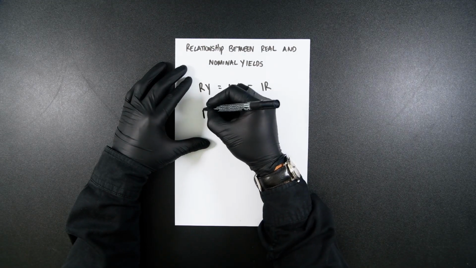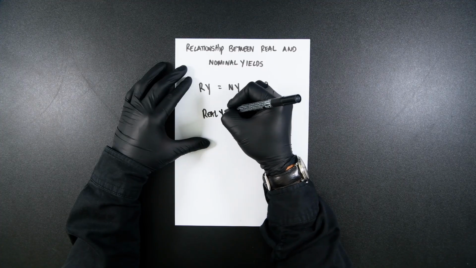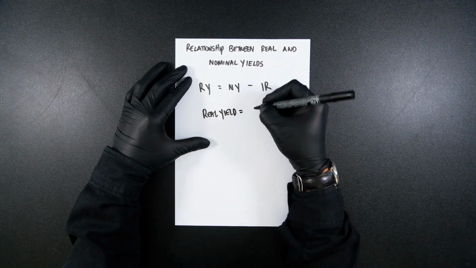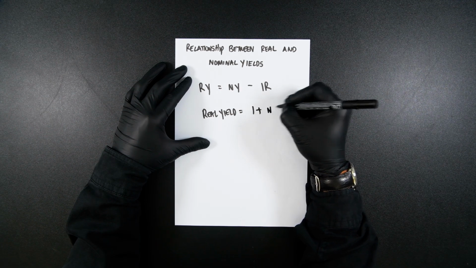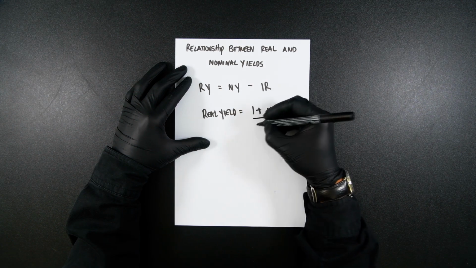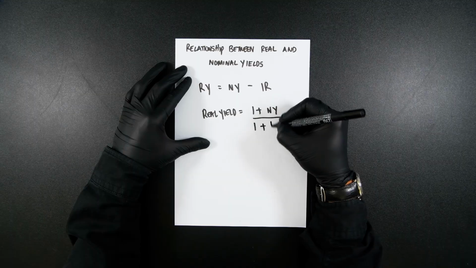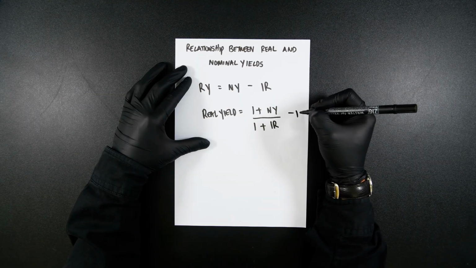We can represent that as the real yield would equal 1 plus the nominal yield divided by 1 plus the inflation rate, minus 1.